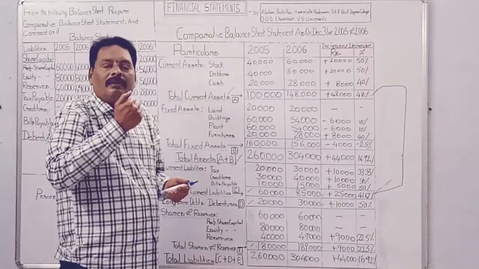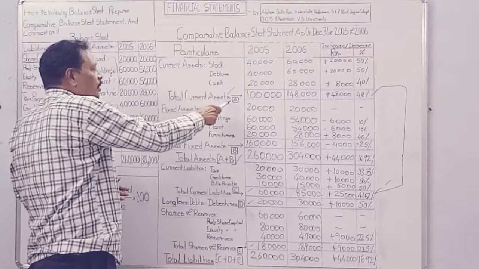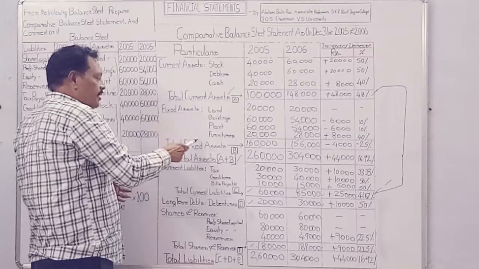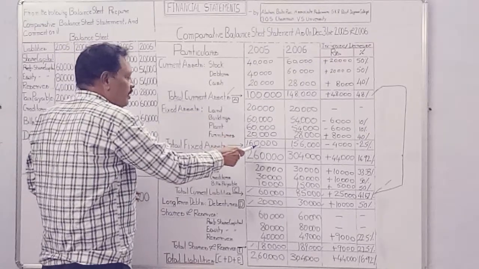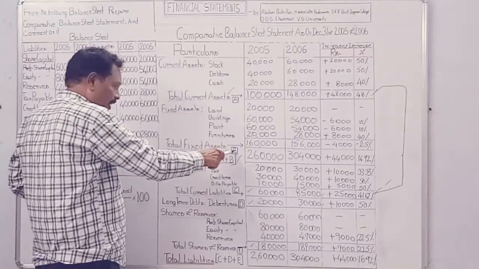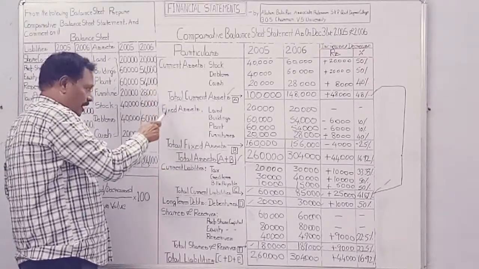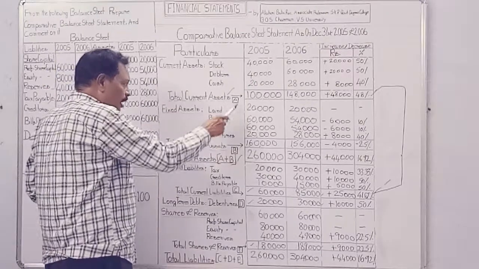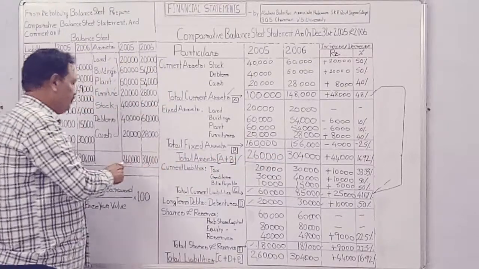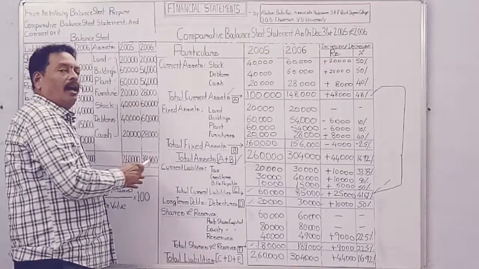I will recap. First, write current assets and add total current assets A for two periods. Then fixed assets, add up all the fixed assets and write total fixed assets. You must put B letter for the indication of the total assets. And finally, you have to add both current assets and fixed assets. That means A plus B, you will get 2,60,000 and 3,04,000. This is the total assets.